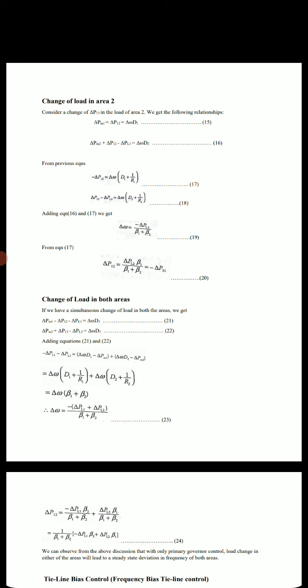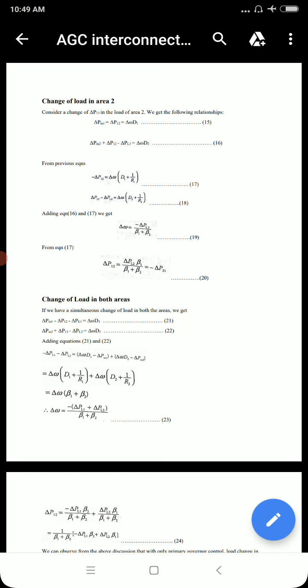Now from equation 17 we can write delta P12 is equal to delta PL2 beta 1 by (beta 1 plus beta 2), which is equal to minus delta P21. So that is the change. Anyhow you know that delta P12 is the change from first area to second area, so obviously the reverse takes place from second to first area. That is, if it increases in the first area, it decreases in the second area, or if it increases in the second area, it decreases in the first area. So this is regarding the change of the load in area 2.